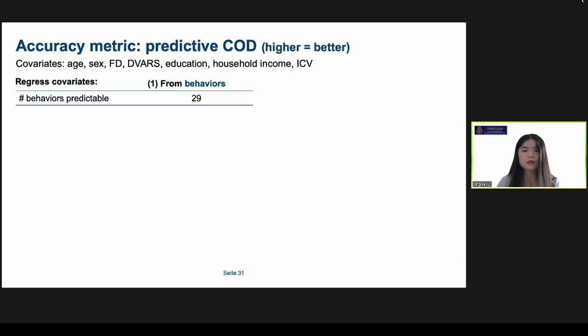Next, I will show you the results using predictive COD as the accuracy metric. When regressing the confounding variables from behaviors, 29 behaviors can be successfully predicted. Here, predictable means it survived the permutation test by shuffling the predicted score across subjects, and the predictive COD value is positive in either African Americans or white Americans. There are 26 behaviors that showed significant accuracy difference between the 2 groups. White Americans had higher predictive COD in all these 26 behaviors.